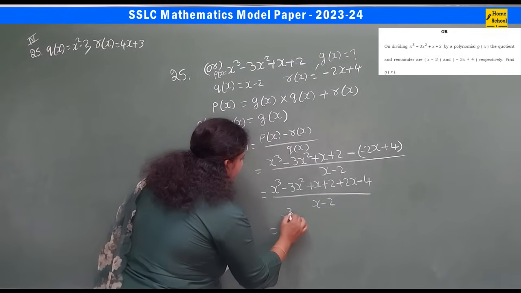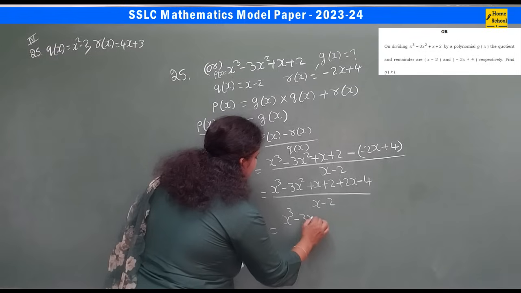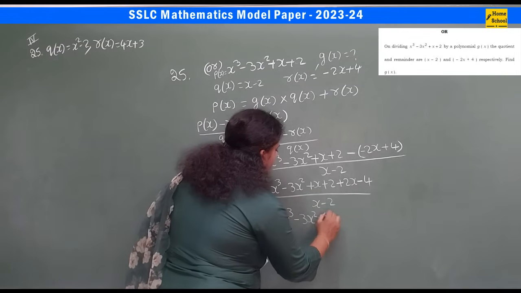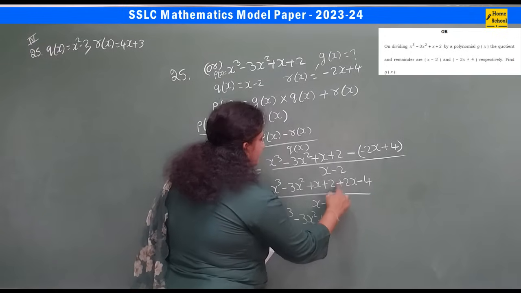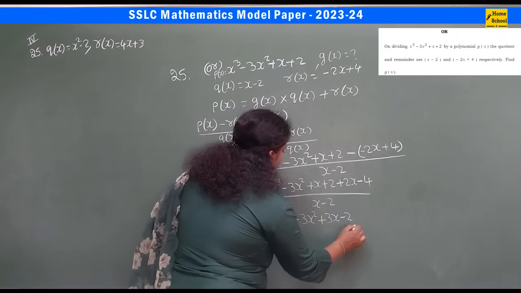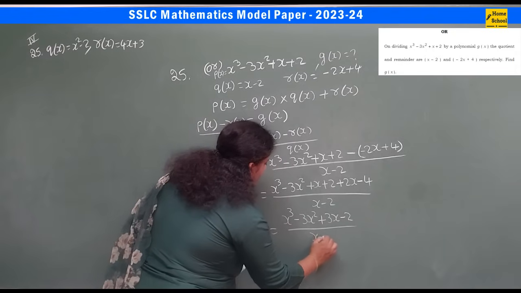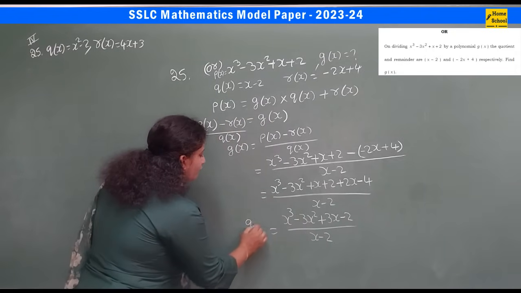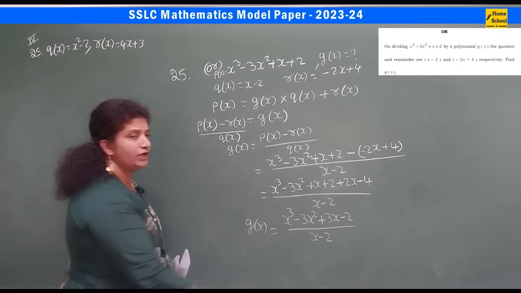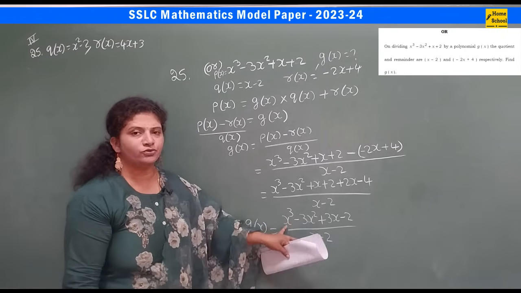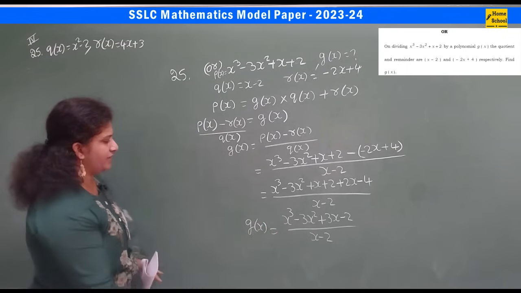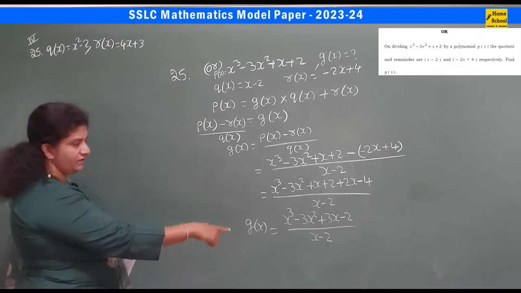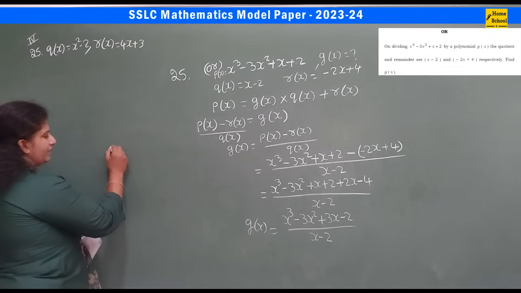Again simplify this. X cube minus 3x square plus x plus 2x will be plus 3x plus 2 minus 4 minus 2, whole divided by x minus 2. I didn't get the value of g of x. Still we need to do something. That is, if you divide, we are going to get g of x value. Divide them. Observe the powers. Is there anything missing? No. So directly take them.